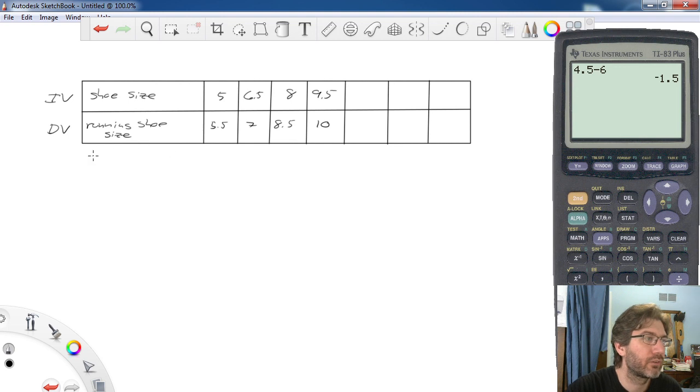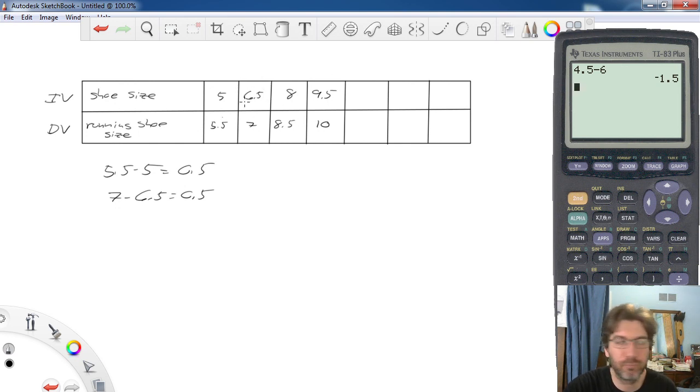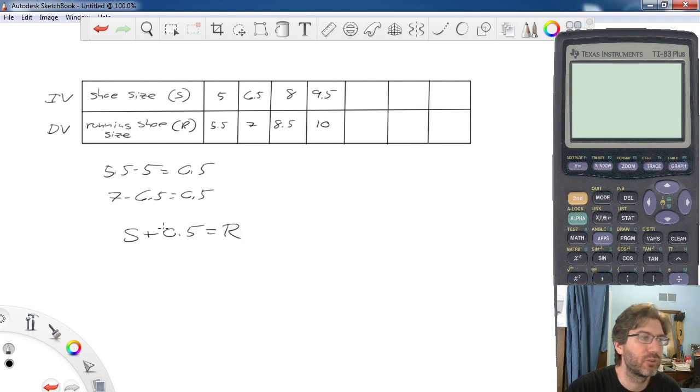In this case, again, check for a common difference. So do 5.5 minus 5 equals 0.5. 6.5, 7 minus 6.5 equals 0.5. You'll note that I could subtract the same amount between them. So what I'm going to do is take my shoe size, which is this one, we'll call this S, and we'll call this R, and you add 0.5 to it to get R. So shoe size plus 0.5 to get R.